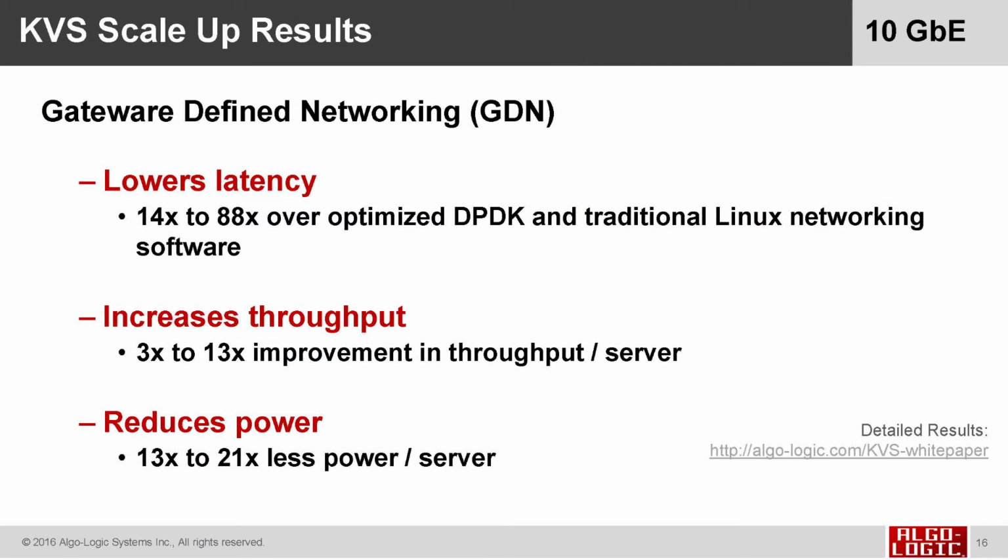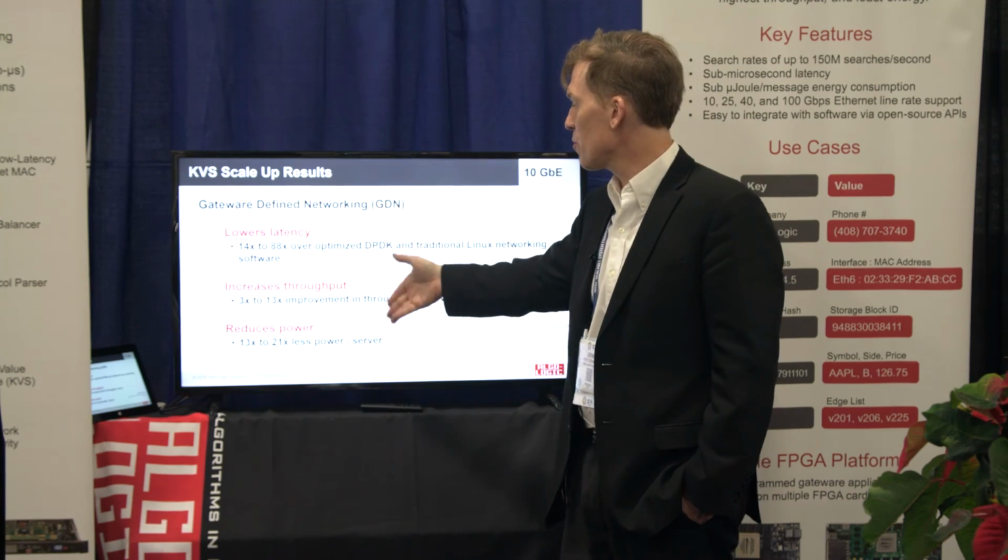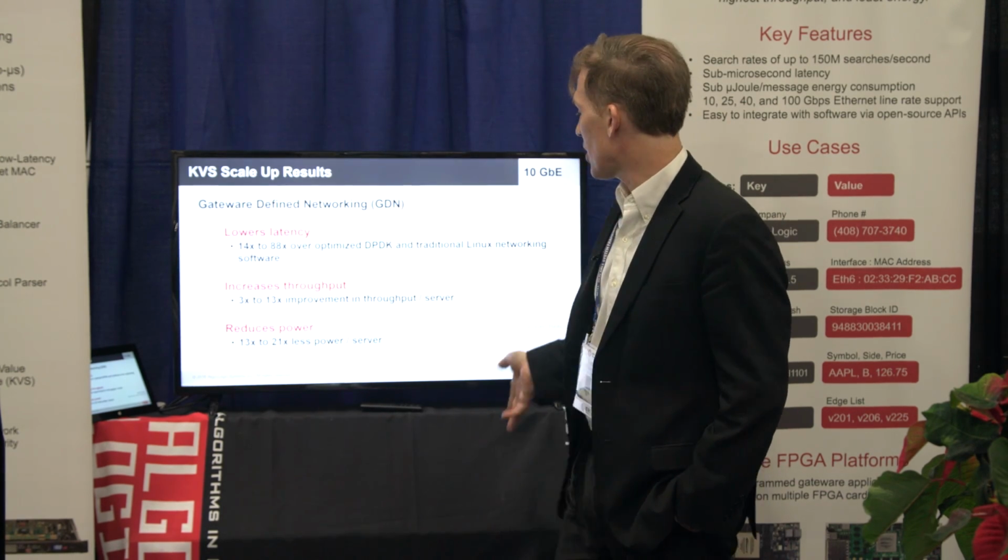So in summary, by doing this key value store on the FPGA, we can significantly lower the latency. We're getting a 14 to 88x improvement over the optimized DPDK and traditional Linux software. We're getting a massive increase in throughput, about a 10x improvement, by having it offloaded to the FPGA, and about 13 to 21x less power because the data is only moving into the FPGA and back out. So there are savings in latency, throughput, and power by running the key value store this way.